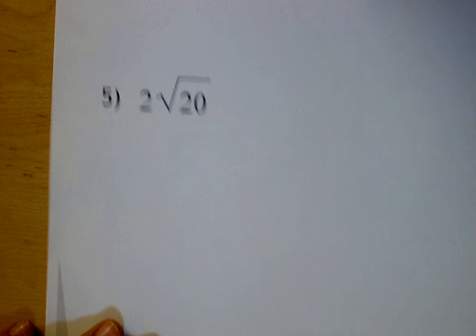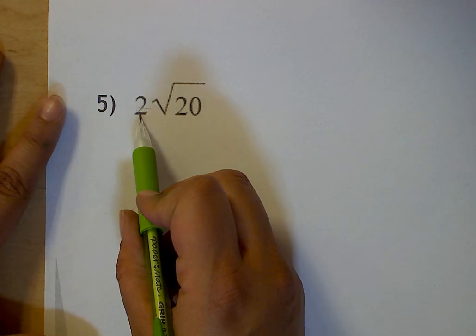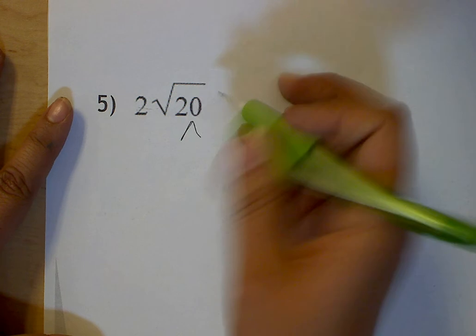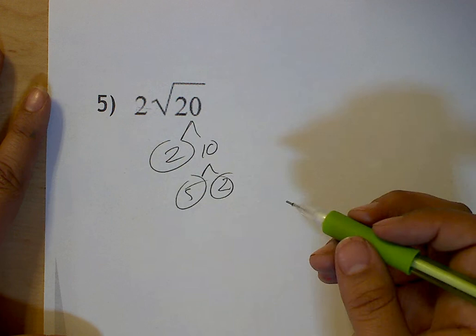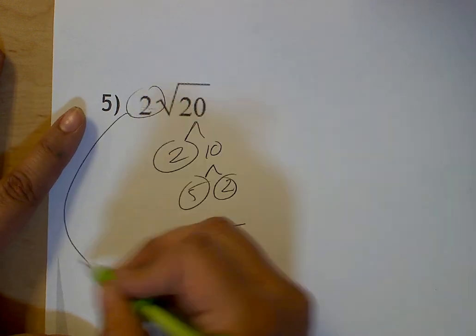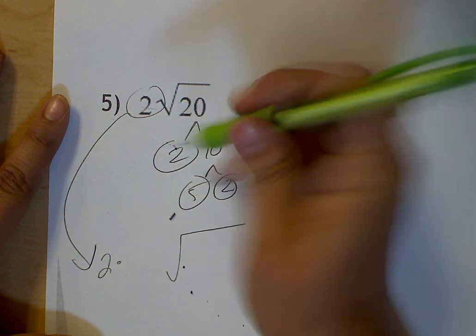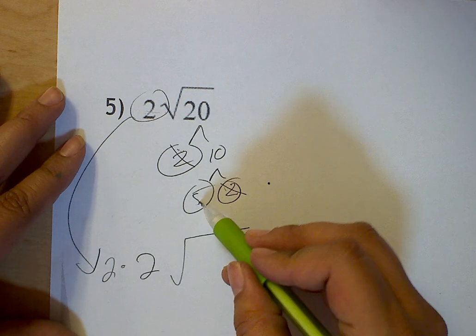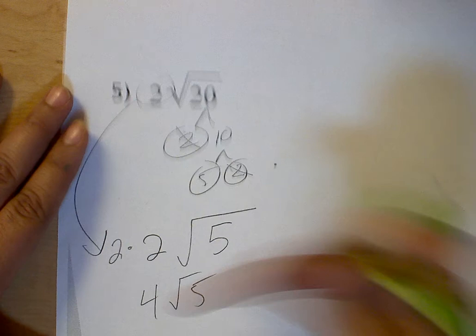Let's do one more. So sometimes you guys will get problems where there's already a number on the outside, and just don't forget about that number. So I'm still going to break this down like normal. So this time I already have a 2 on the outside, so leave it on the outside. I have a pair of 2's, so if it's a pair, it gets to come out. And if it doesn't have a pair, it stays in. And this is going to be 4 rad 5.